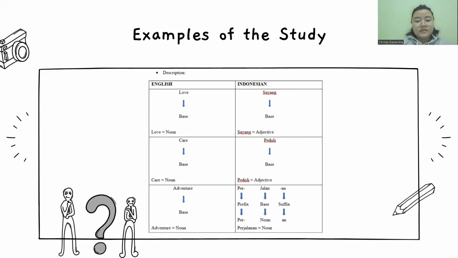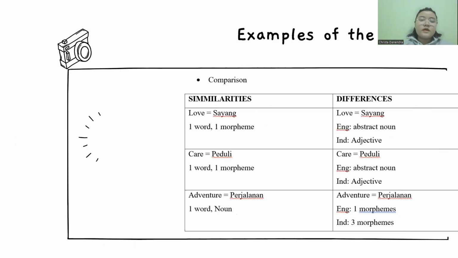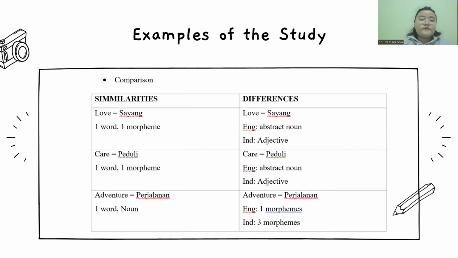And for perjalanan, it has three morphemes here: per, jalan, and an. It is prefix, base, and suffix. And then it is also a noun. Okay, so for the comparison itself, the similarity is that love as sayang is one word and one morpheme. Care and peduli is one word and one morpheme too. And for adventure or perjalanan, it was one word and one noun.